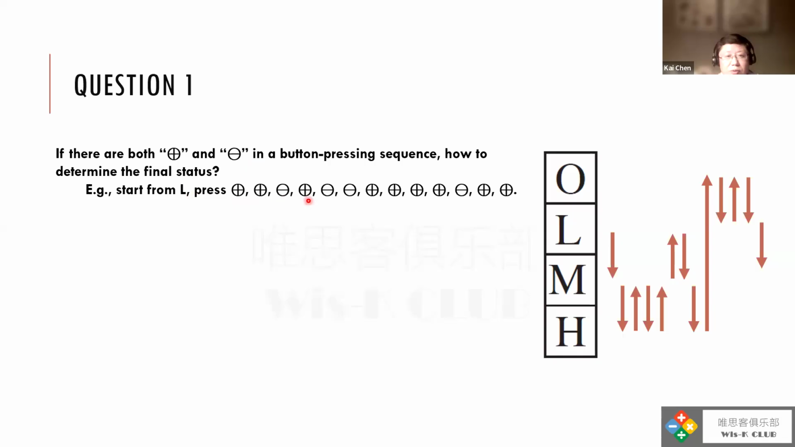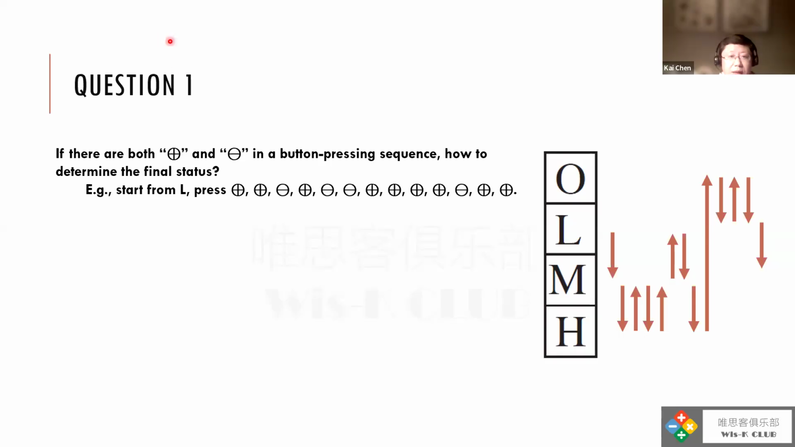1, 2, 3, 4, 5, 6, 7, 8, 9, 10. So 13 pressures. After these 13 pressures, what will be the final state? Can you type in the chat? Starting from L, we have both plus and minus in the sequence. Okay, I already got some answers.